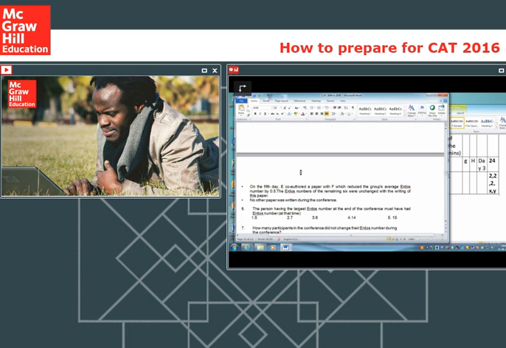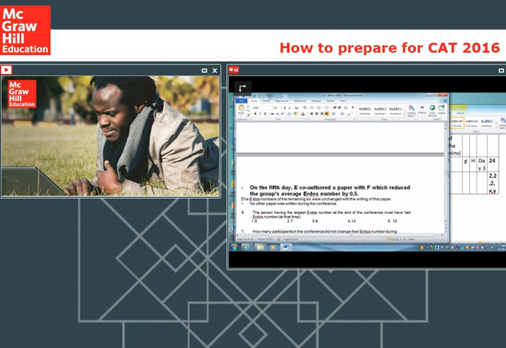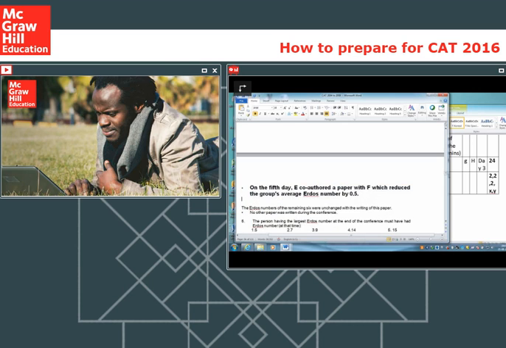So we realize that okay, we have this reaction, and then they give you the next statement which says that on the 5th day E co-authored a paper with F which reduced the group's average Erdos number by 0.5. So if you read this, what does it mean? If the group's average Erdos number reduced by 0.5, this means that the total dropped by 4. And we also know that since F had an Erdos number of 1, E's Erdos number will become 2.